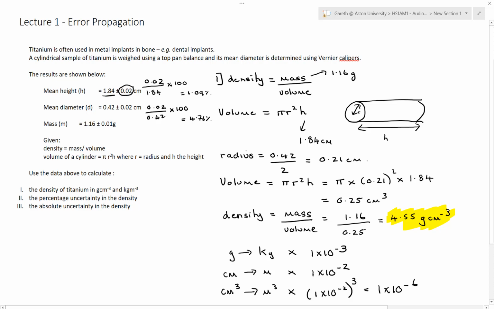It should be noted at this point that the percentage uncertainty in the diameter is also the same as the percentage uncertainty in the radius. That's simply because to go from diameter to radius we divide both by 2, so we'll end up with the same calculation. For the mass, the percentage uncertainty will be 0.01 over 1.16 multiplied by 100, which will give us a percentage uncertainty of 0.86%.